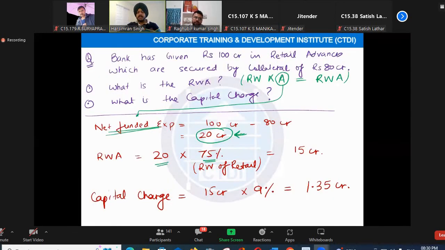So this 80 crore is not my risk. My exposure is only this 20 crores. On this 20 crore also, it is not that 100% of them default. So on this 20 crore only 75% is risky. That means what is my risky asset? My risky asset is 15 crores. And on this 15 crore, I will keep 9% minimum capital, that is 1.35 crore. This is my capital charge. Is that clear? Please note it down.